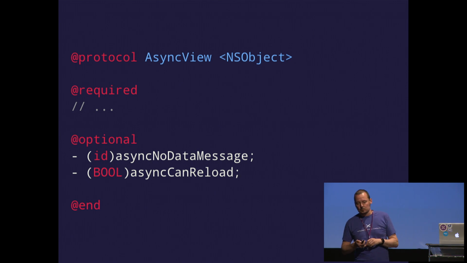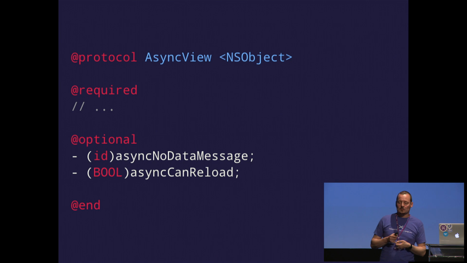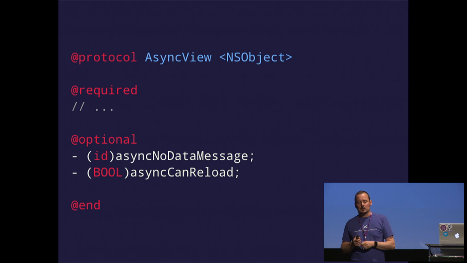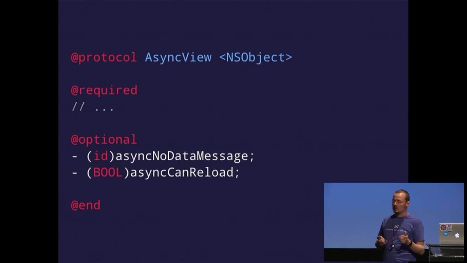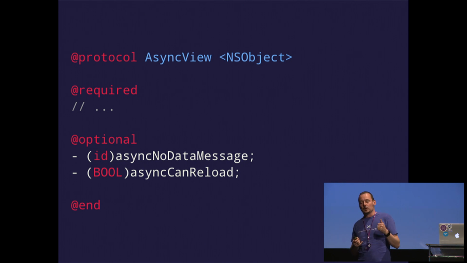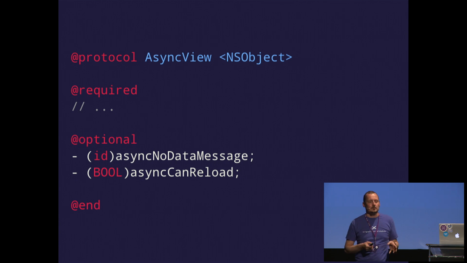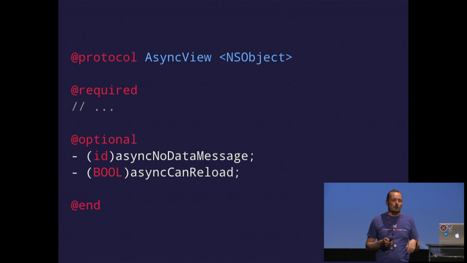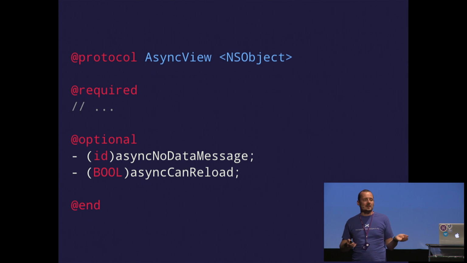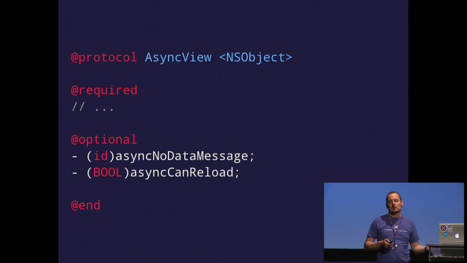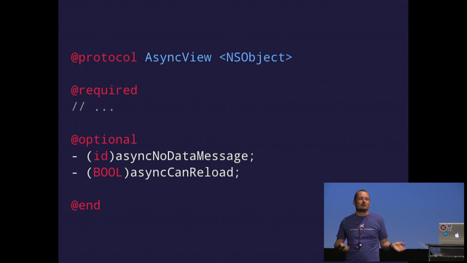Now, back to the async view. The optionals are 2 little methods you can implement. Doesn't have to be like that. So the async no data message is a message you can show when there's no data. It can be whatever you want. No data acquired, or this is not the data you're looking for. If you implement it, that will be shown in the status view as a message. It can be a string, can also be an image. You can do whatever you want. It's ID, doesn't have to be a string.